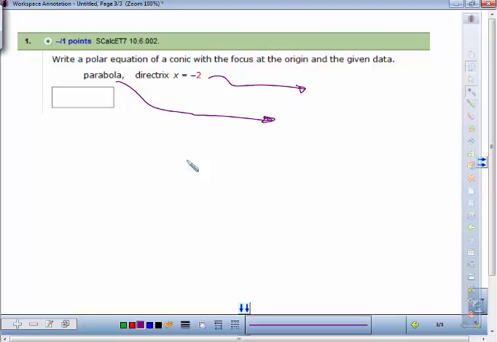So we're given two big clues that help us shape our equation. We're given our eccentricity for a parabola. We know that it's equal to 1 because it's a parabola. And our directrix is x = -2. So already we have our stuff set up for us.